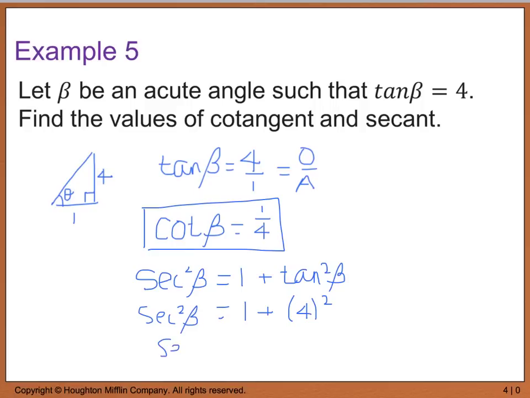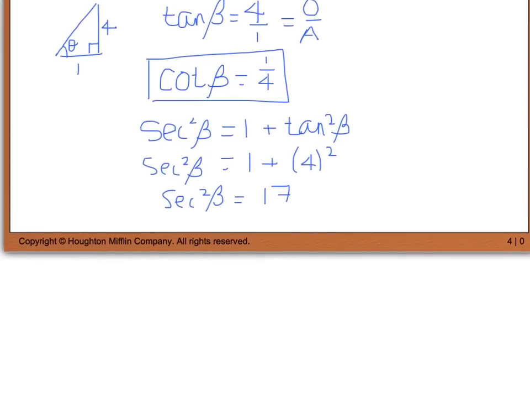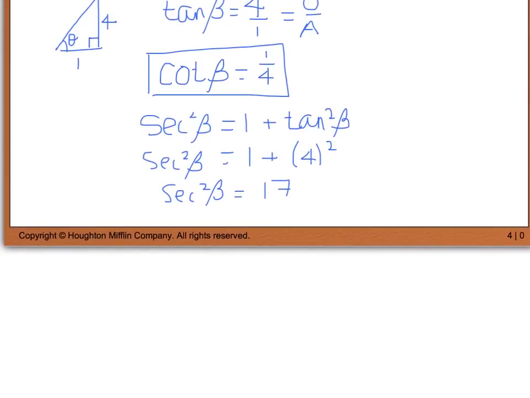So secant squared beta is equal to 17. In order to get secant beta by itself, I'm going to square root both sides. So the secant of beta then is equal to the square root of 17. And you would have gotten the same thing had you done the Pythagorean theorem. 1 squared plus 4 squared equals 17. So that unknown side length would have been the square root of 17 as well.